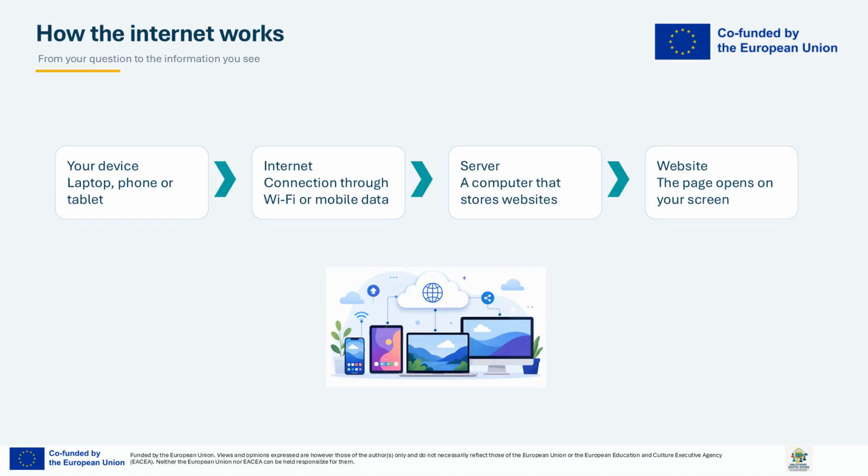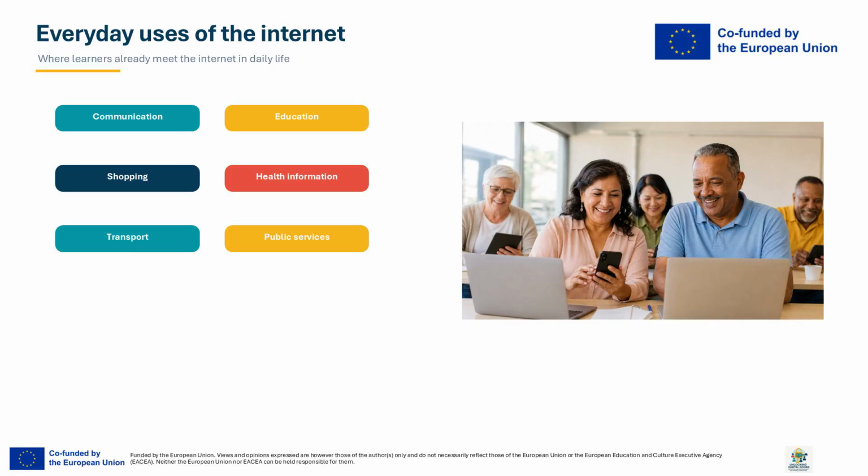First, we use a device such as a phone, laptop, or tablet. Then, the device connects to the internet through Wi-Fi or mobile data. When we search for something or open a website, our device connects to a server. A server is a powerful computer that stores websites and information. After that, the website opens on our screen. So, when we type a question, there is a journey from our device through the internet to the server and back to our screen.